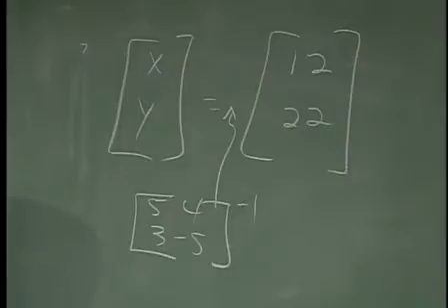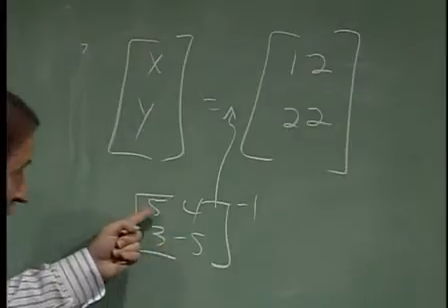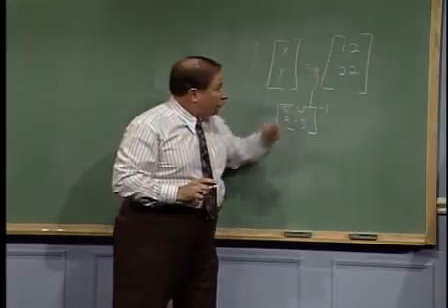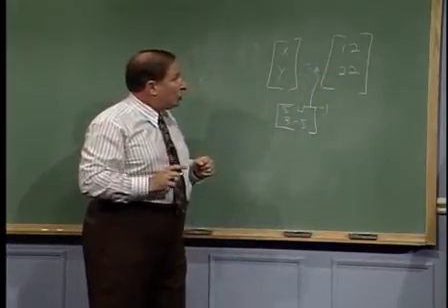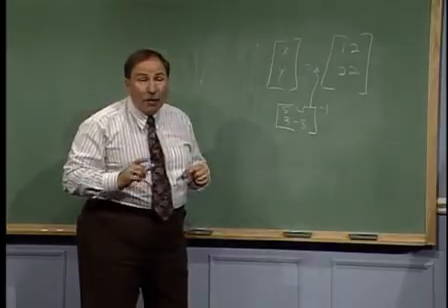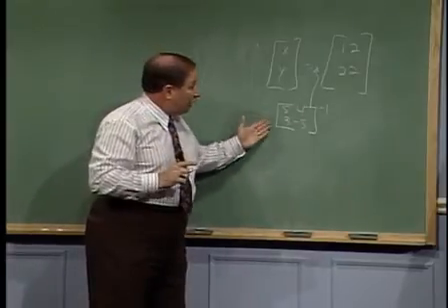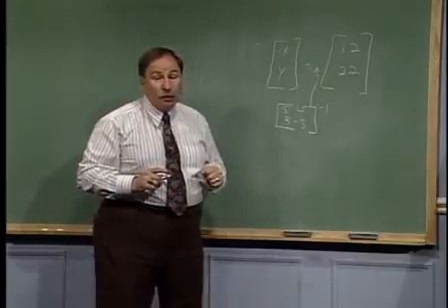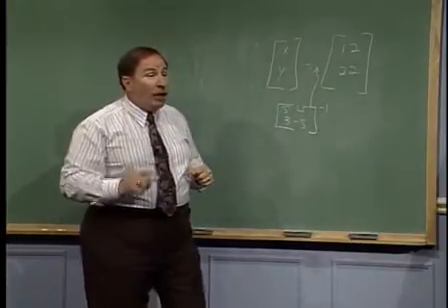In fact, what I would suggest is that you stop the tape as soon as I stop talking and go ahead and multiply. First, find the inverse, and then multiply that inverse times this 12, 22 matrix. You should get a column matrix with two numbers in it. So go ahead and stop the tape now, go back and figure out how to get the inverse matrix for this, and then multiply that times the 12, 22 matrix. Okay, hopefully you've done that.